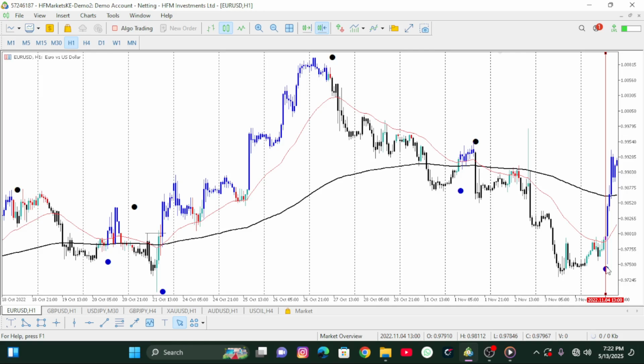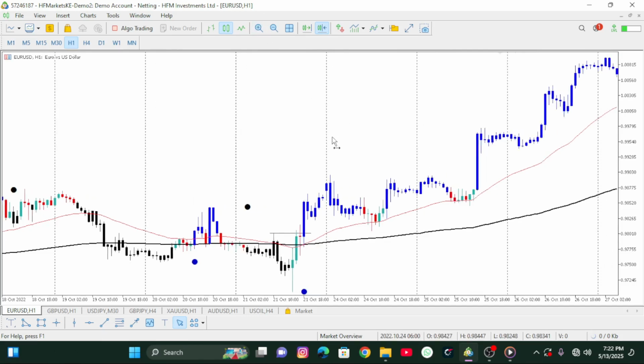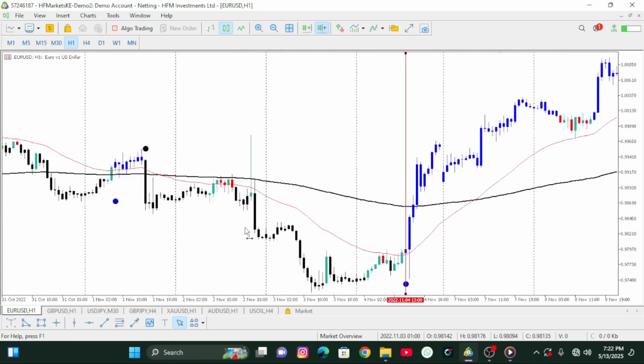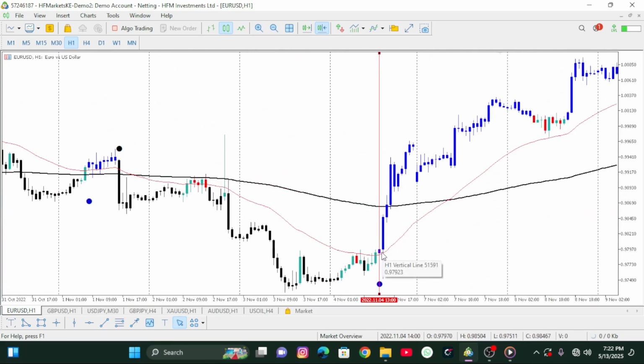But now, this candlestick, yes, it did close. This candlestick did close above the 20 smooth curve, or moving average. But now, from our strategy, the price has to close above both of these moving averages. Also, there should be a break of structure.